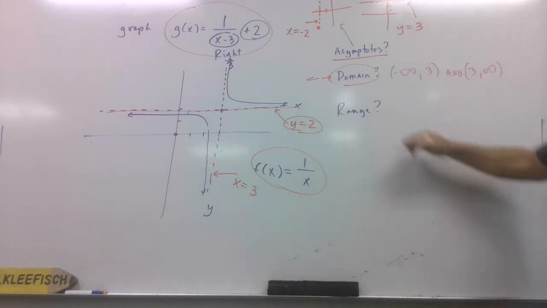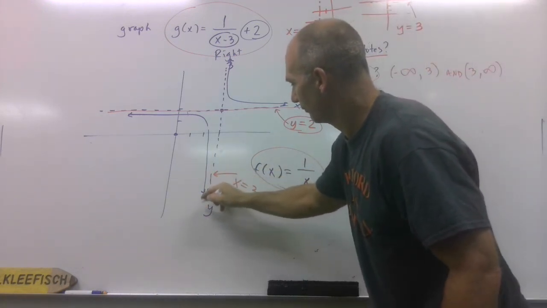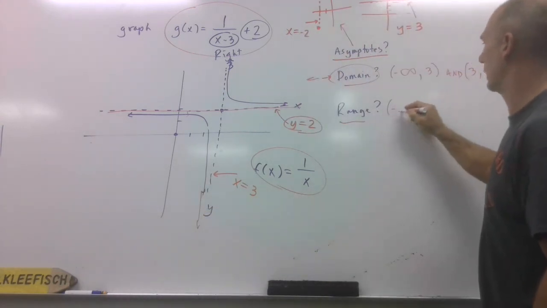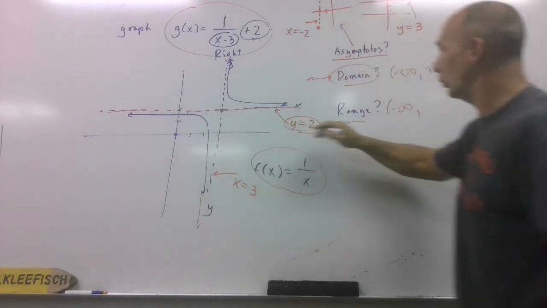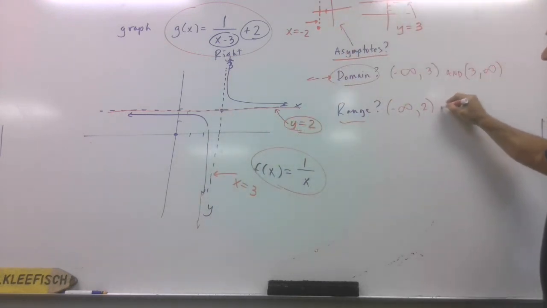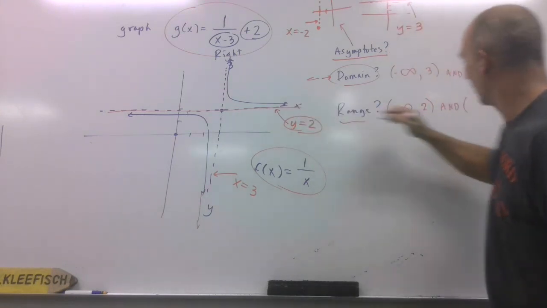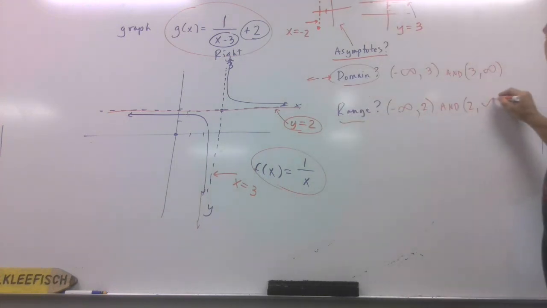Now we got to think up and down about the range. So how low does this thing go? Well, it goes down forever. So it starts at negative infinity. It goes all the way up to the ceiling, which is 2, but it doesn't touch it because it's an asymptote. And then it starts again at 2, doesn't touch it. That's why the parentheses are there. And then it goes up forever and ever and ever.